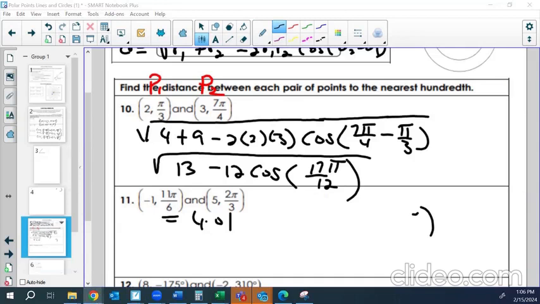4.0. Is it calculating radians? Okay, what do you get? Then take the square root. You get the square root of that. There you go, young scholar. The distance is 4.01 units. Yes, that's the answer. 4.01.